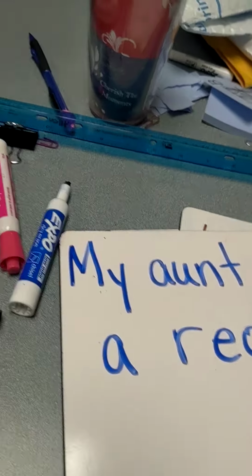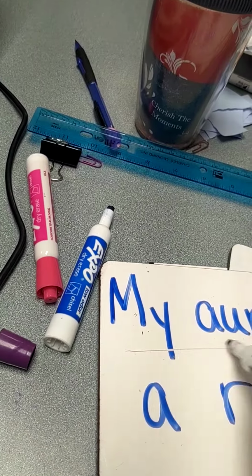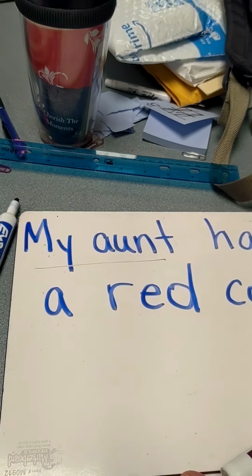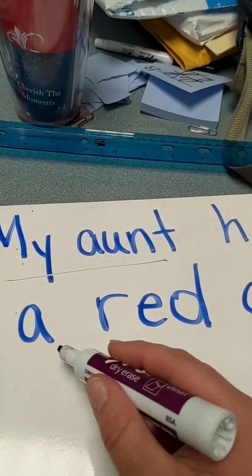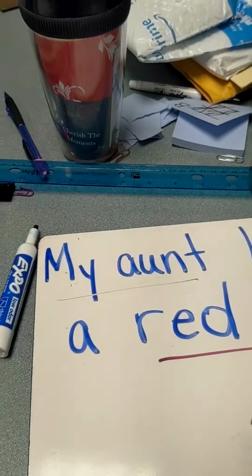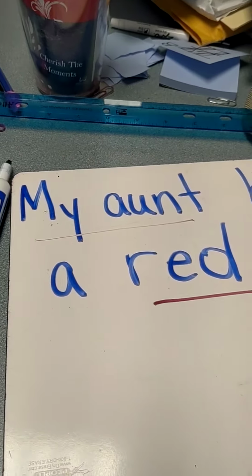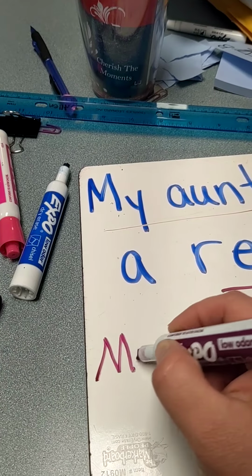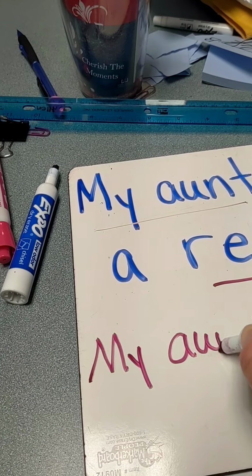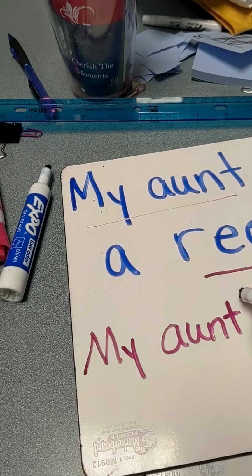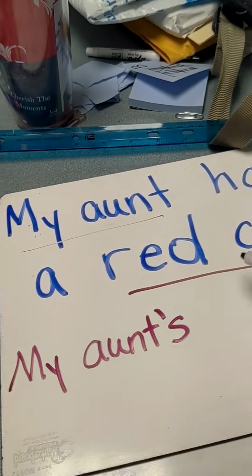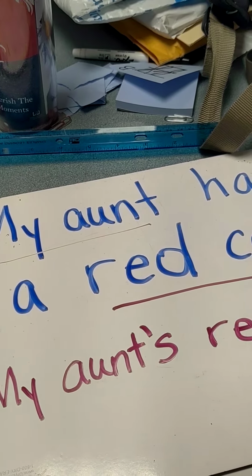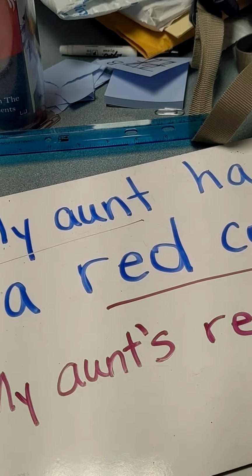So who or what is the sentence about? Well, it's about my aunt. And what does this person own? A red coat or a red coat, doesn't matter. So then to write a possessive phrase, remember it's a phrase, not a sentence. So they write the subject, my aunt. And what do you do to show they own something? Apostrophe S, and then what they own. My aunt's red coat. Okay, and so that's what they would write on the line.